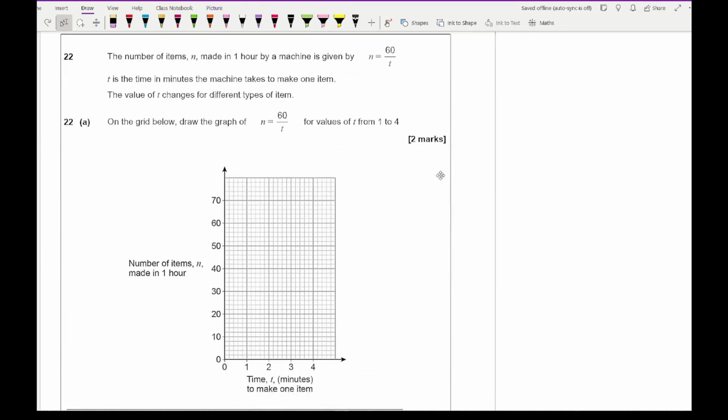Moving on to question 22, it says the number of items n made in 1 hour by a machine is given by n equals 60 over t. t is the time in minutes the machine takes to make one item.